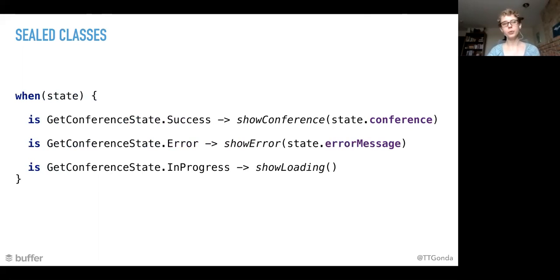These are especially powerful when using when statements. So with this when statement, because we know that we have only the 3 types of state within that sealed class, so success, error, and in progress, we don't need to have an else branch because we can be sure that this is exhaustive. So we know that if it's success, we can say show the conference. If it's error, show the error. Or in progress, we can show loading. We're doing something similar to this in the Android apps, and I found it really cool. I've been enjoying using it and learning how to take advantage of it.